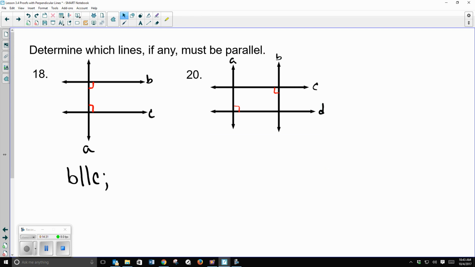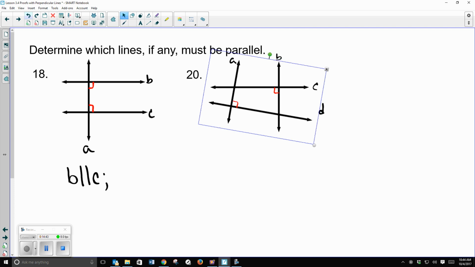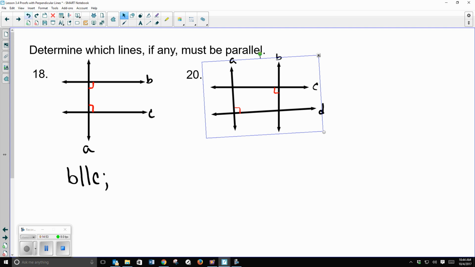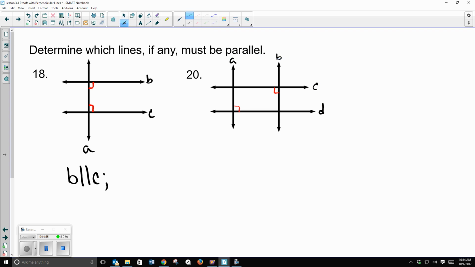Now, here's my counterexample. They look parallel. They could be parallel, but are they parallel? Well, what if I do this? Those are still perpendicular, but lines A and B are not parallel, and C and D are not parallel. So there's my counterexample.